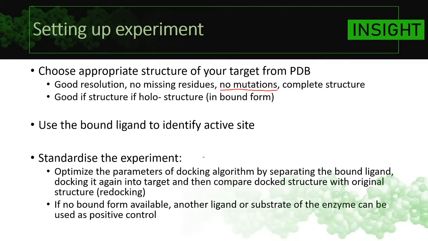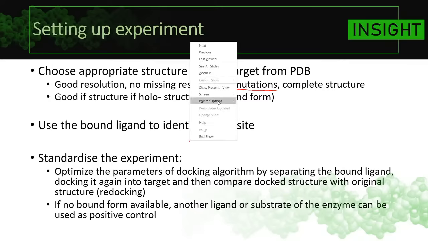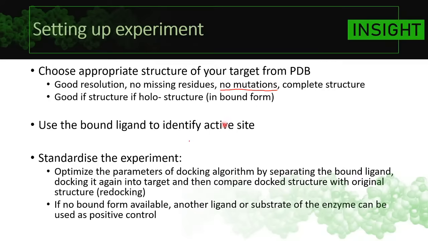So for example, in AutoDock Vina, you can change the exhaustiveness, that is how exhaustively it needs to sample the conformations, and see whether it improves. In AutoDock, you can increase the number of genetic algorithm runs that it is going to perform, so it may improve the sampling. So these are the things you try out, make sure that it is working, and then you go ahead with those parameters for the rest of the molecules that you want to study.